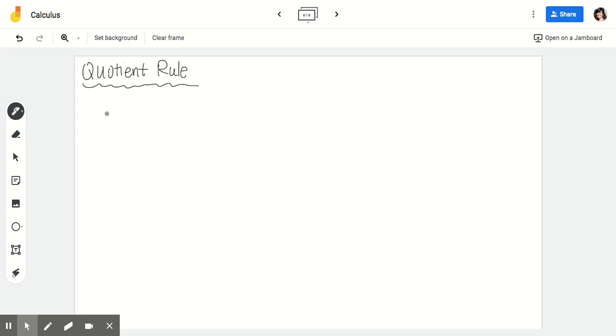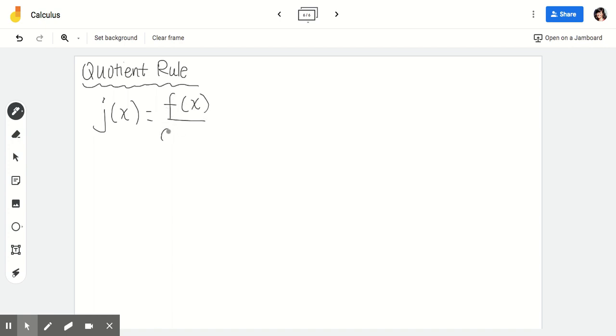In this video, I'm going to explain where the quotient rule comes from, so how we got it, and we're going to discover the quotient rule for the first time. Then we'll do a separate video where we actually use the quotient rule to find the derivative. So the quotient comes from division.